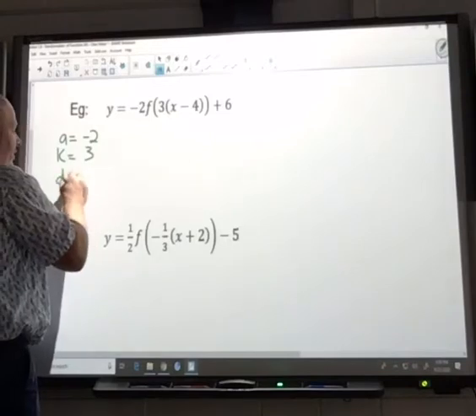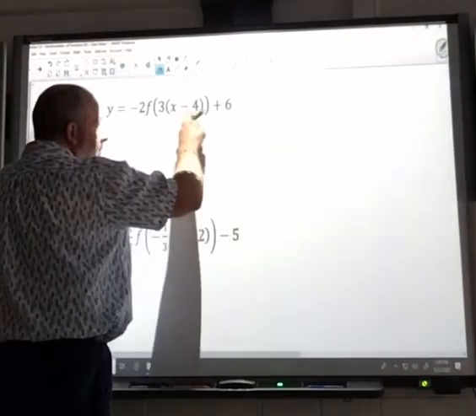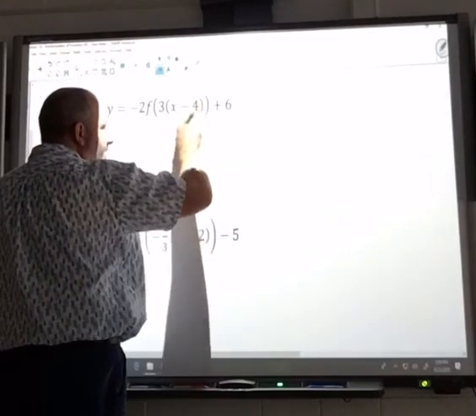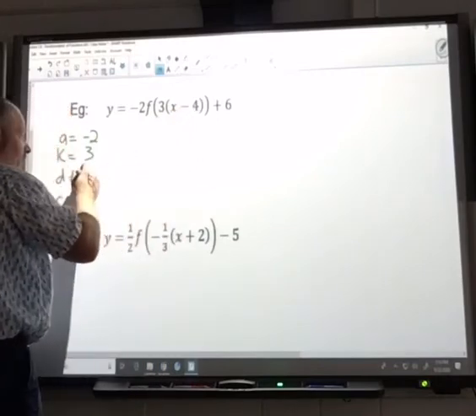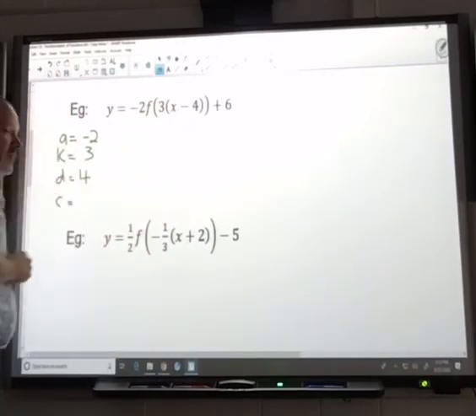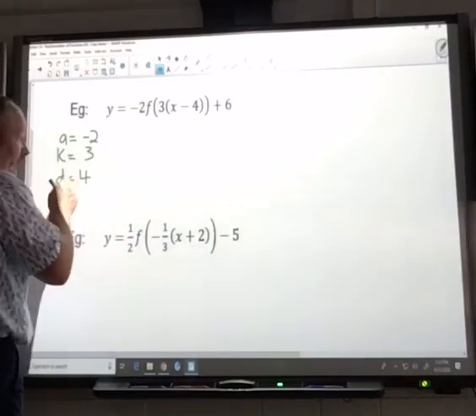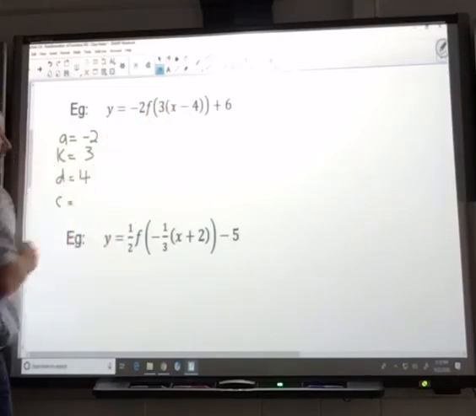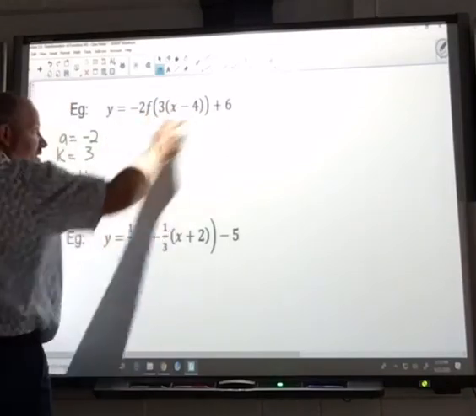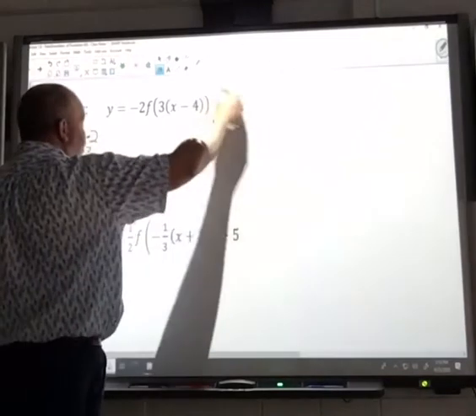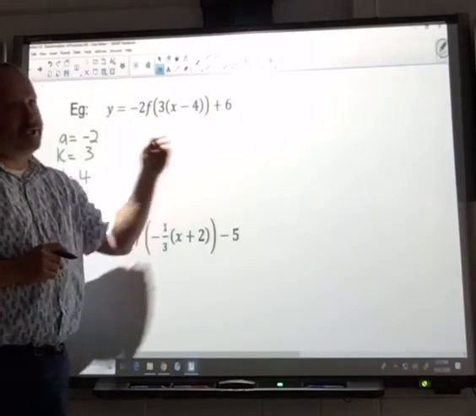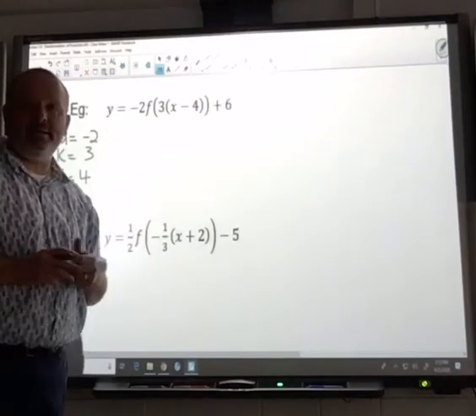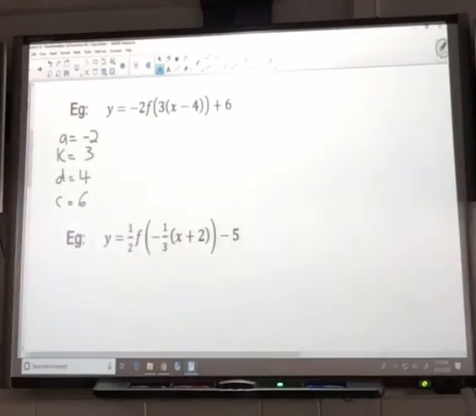And then we've got D and we've got C. Remember, D is found inside the function and is a horizontal translation factor. In this case, remember, we switch the sign when we take it from the equation to ascertaining what it's actually going to do. It's going to be 4 units to the right, a +4, once we take it out. And then the C value, always found on the outside of the function, is going to be a 6 here. Remember, what's on the outside changes Y values, and what's on the inside changes X values.